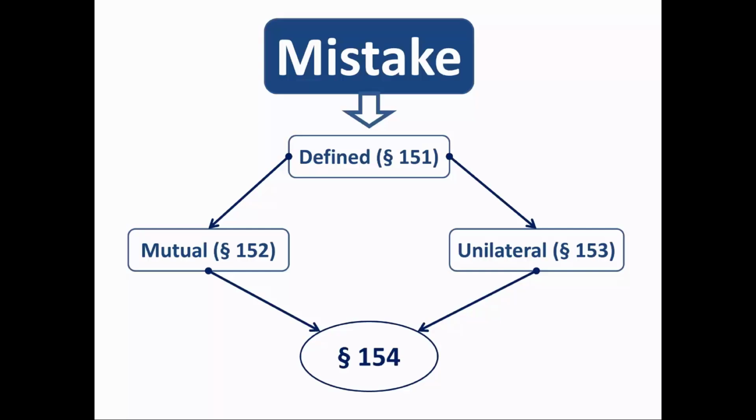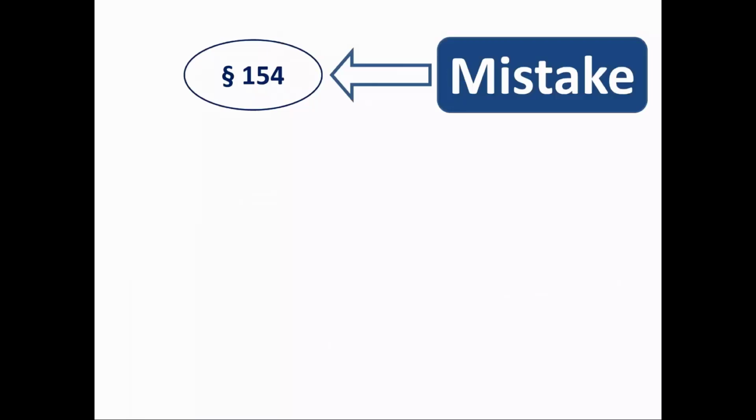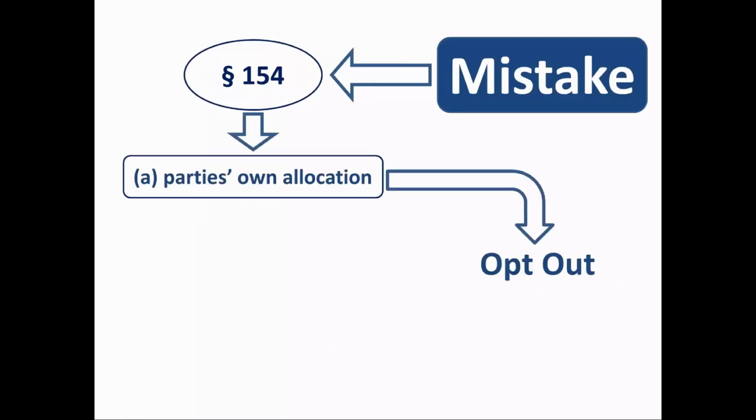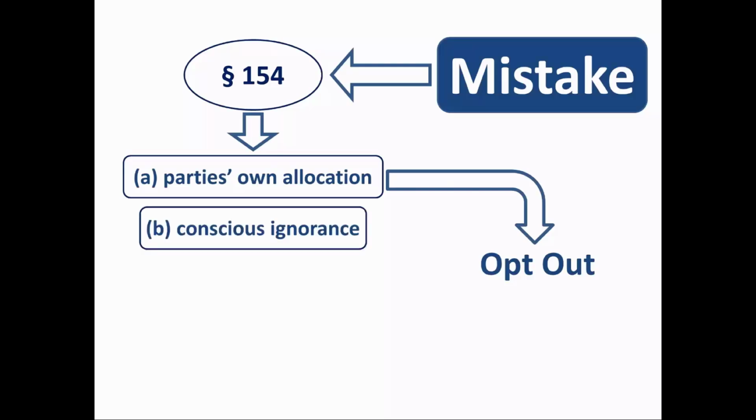Let's look more closely at the provisions of section 154. Subsection A invites courts to enforce the party's own express or implied risk allocation. Transactional lawyers commonly try to anticipate and provide for many of the common risks that might arise. Subsection B bars relief when a party treats limited knowledge as sufficient, a situation often called conscious ignorance. And finally, subsection C states a general reasonableness test.